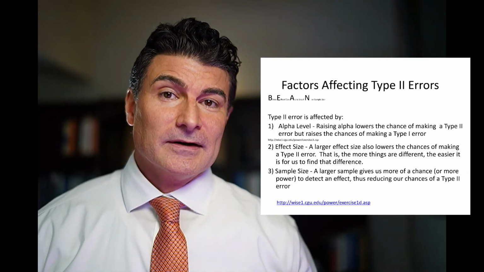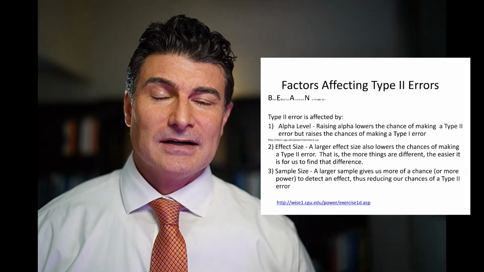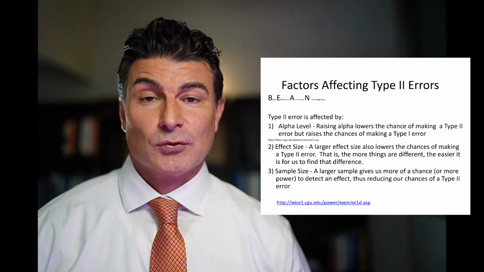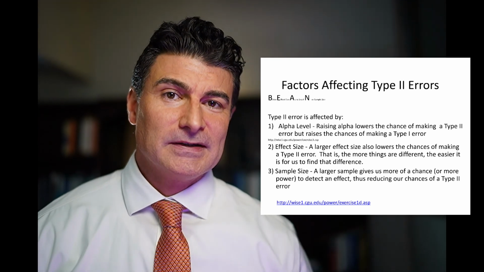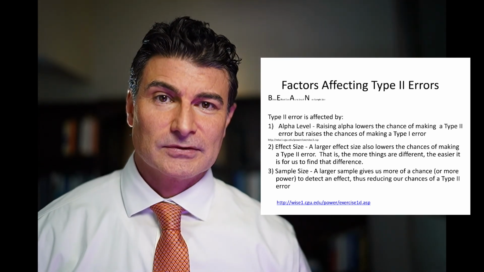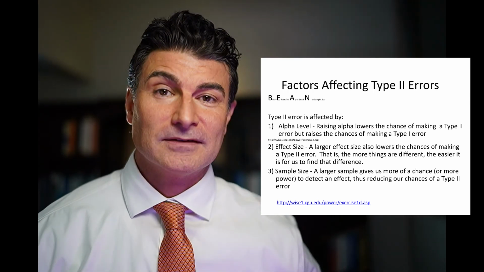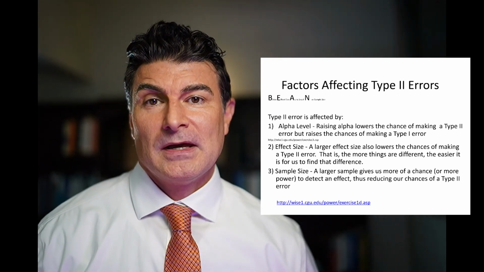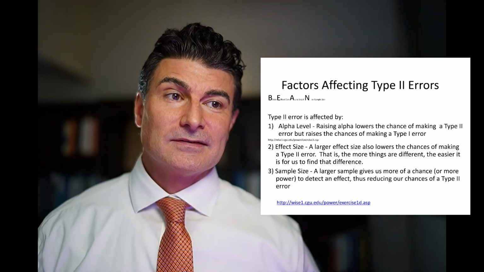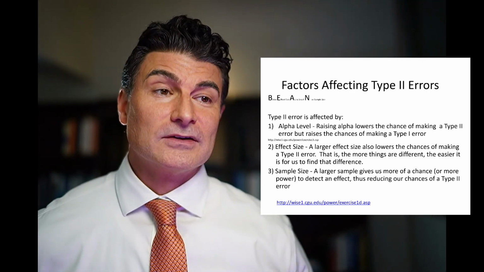Type 2 error, on the other hand, is missing a result. In our study, we don't find a significant result. So we've missed finding that significant result. We've missed an opportunity to find something that really exists. So type 2 error can also be a problem. And we don't want to miss things, so there are certain things we can adjust.